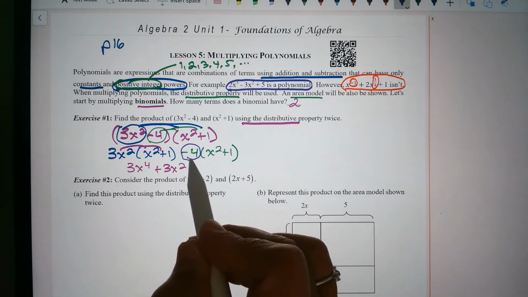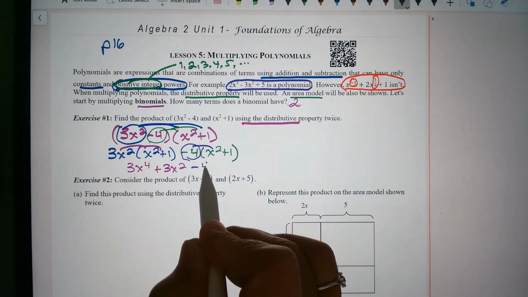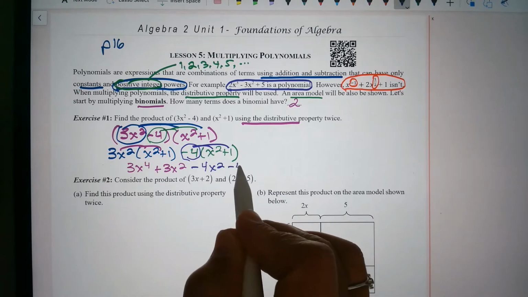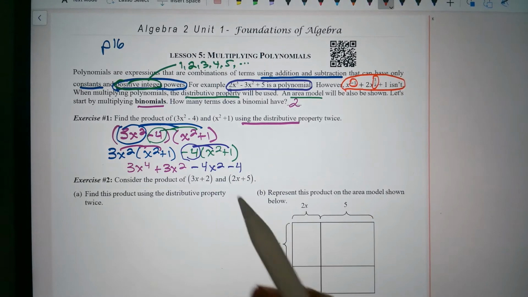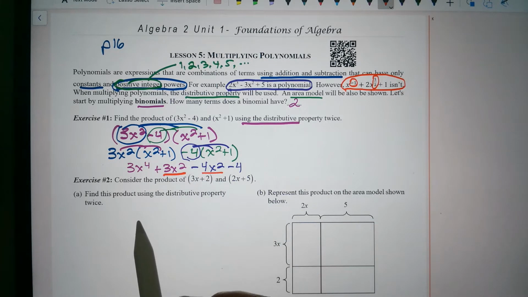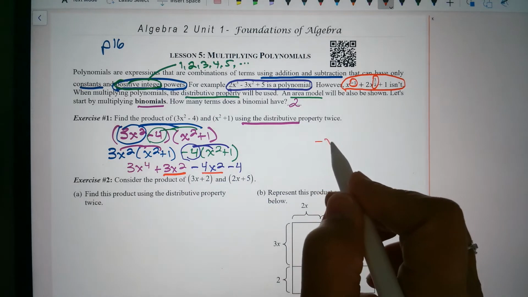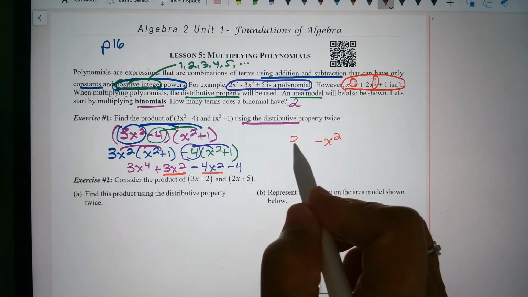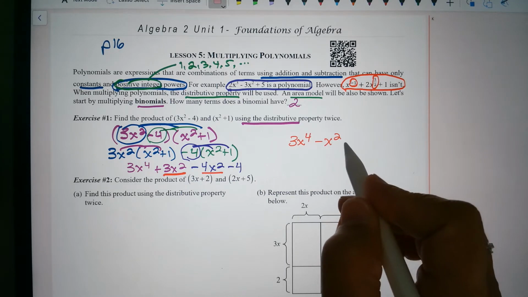Negative 4, make sure you pick up that sign. Negative 4 times x squared is negative 4x squared. And negative 4 times positive 1 is negative 4. Now we look for like terms. We have two x squared terms. So we combine 3x squared and negative 4x squared, which is negative x squared. And let's bring over our 3x to the 4th, minus x squared minus 4.